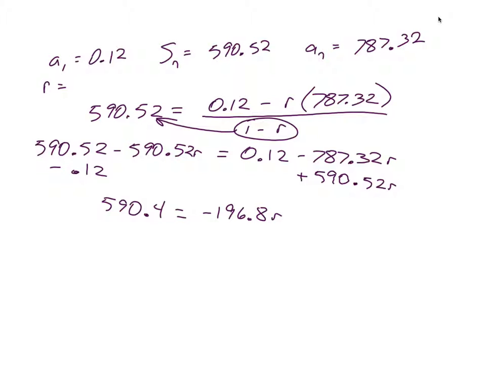So now we divide. 590.4 divided by negative 196.8. So r is negative 3. What would a sub 2 be? Negative 0.36. All I have to do is take r times a sub 1, so negative 3 times 0.12 is negative 0.36.